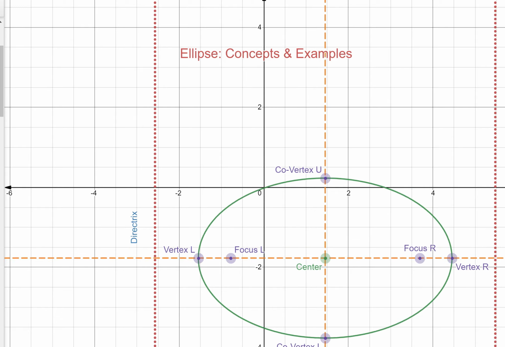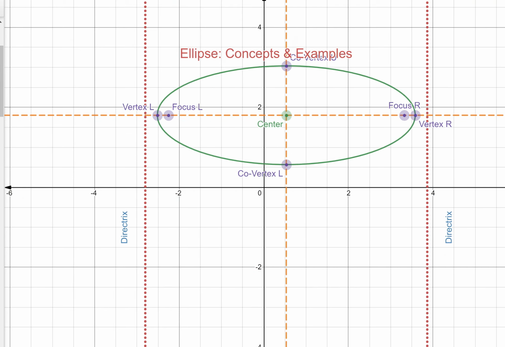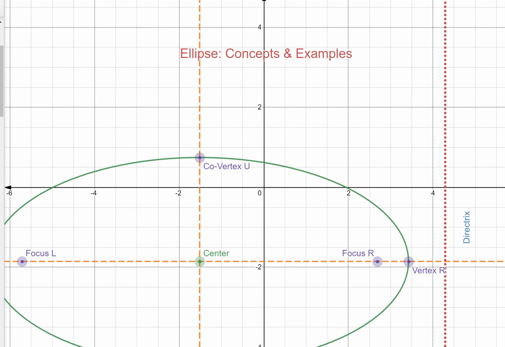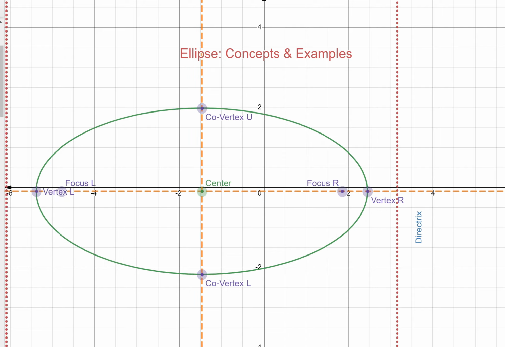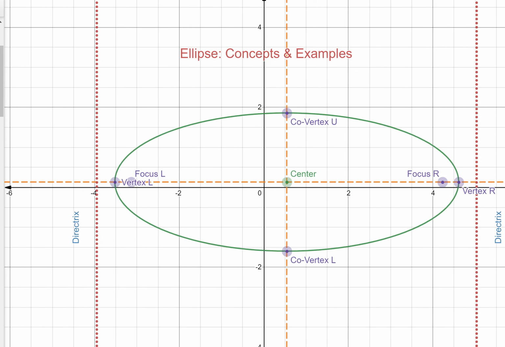So I hope you enjoyed this presentation. We'll get back to our examples to sort some values and work with the equations which we have derived from these concepts.